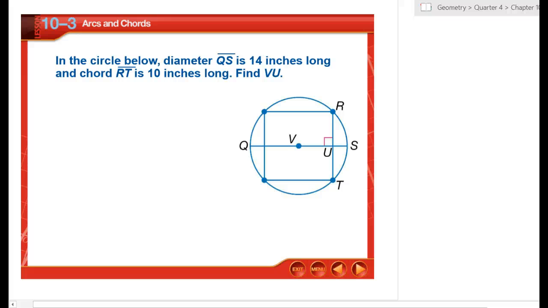So the diameter is QS and it's 14 inches long. Chord RT is 10 inches long. Find out what VU is. Alright, so again, we have the diameter, and we have a chord, and we have a perpendicular sign. Tells me this chord is bisected. If RT is 10, then each part is 5.